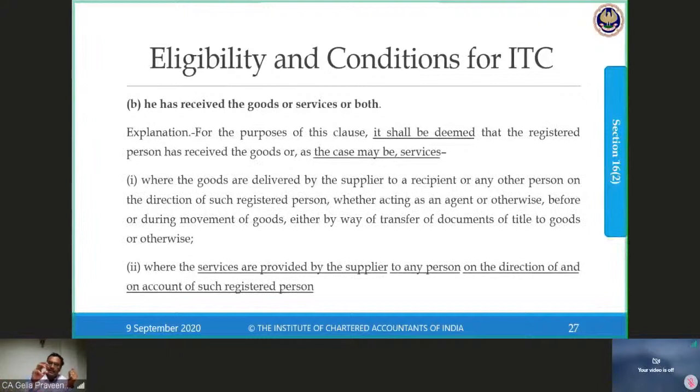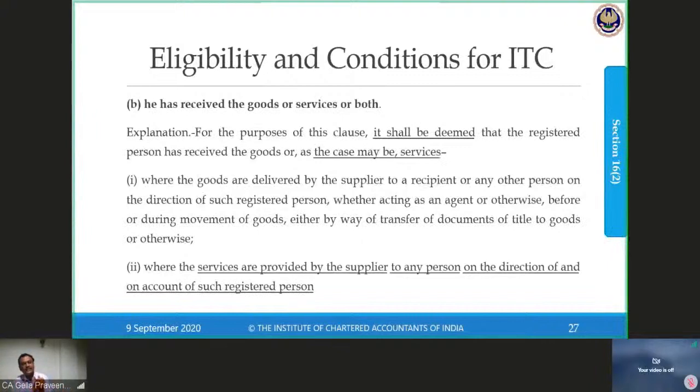Now read this point. Where the goods are delivered by the supplier to a recipient or any other person on the direction of such registered person, whether acting as an agent, yes, he is acting as agent. Before or during movement, before the goods movement happened, he has handed over to my transporter. Now the question comes here. If the transporter receives the goods, can I call that I have received the goods? Answer would be yes, if the commercial terms are ex works Haryana. Ex works Haryana means the moment material crosses the factory gate of the supplier in Haryana, it is an ex works transaction, ownership is transferred. Then I would say goods are delivered, even before it comes to my factory in Rajasthan. By virtue of this provision, I say, yes, I have received the goods. So by the provision, if I receive, I can take the credit.